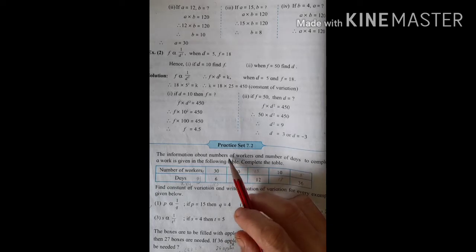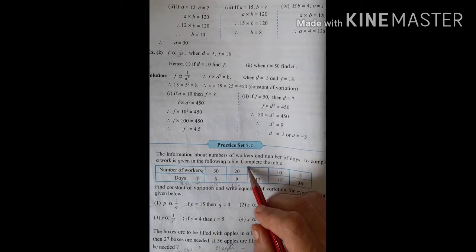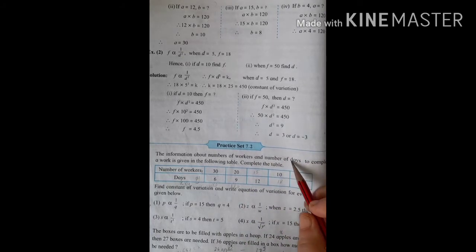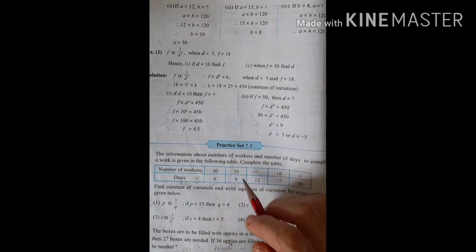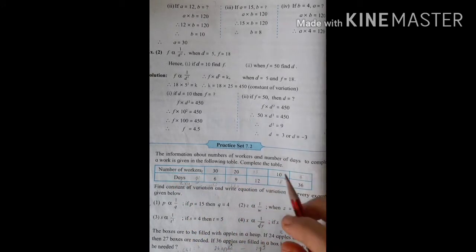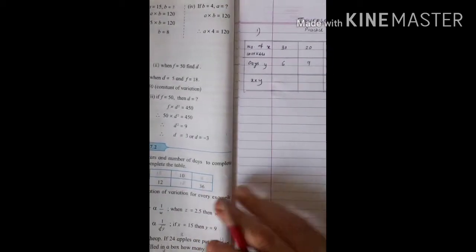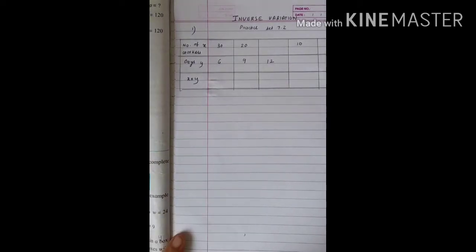You know very well, children, if the number of workers increases, then they will take less number of days to complete any given work. Therefore, both of them are in inverse variation. Now, how do we represent them in an inverse variation?